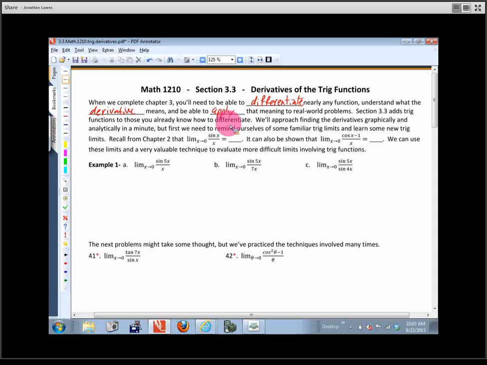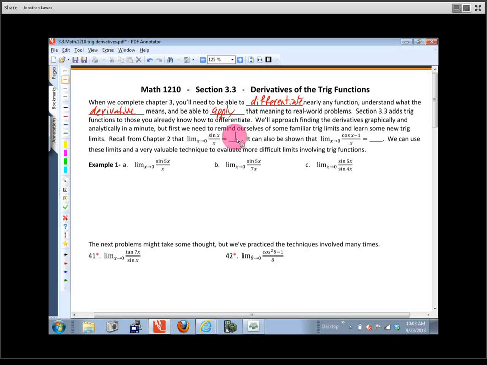Okay, so again, in section 3.3, we're going to add trig functions. And again, we're going to start off with limits. And we're going to approach the derivatives of trig functions, both from the definition, finding the limit of that difference quotient. And then we're also going to review, again, at the beginning here, some general limits that involve trig functions. So if you'll remember from chapter 2, if I'm finding the limit as x approaches 0 of the sine of x over x, what was that limit again?